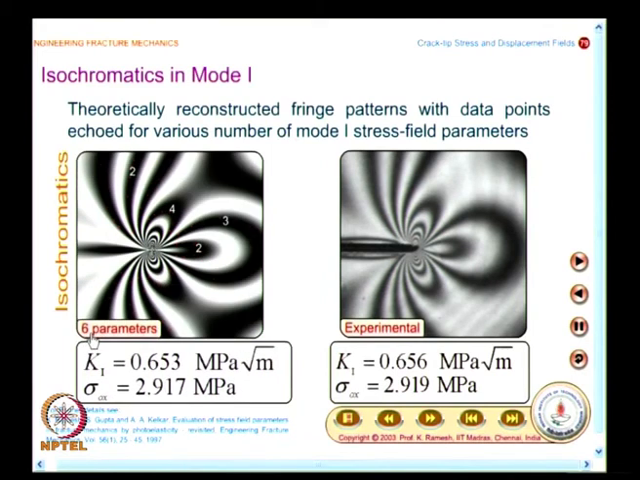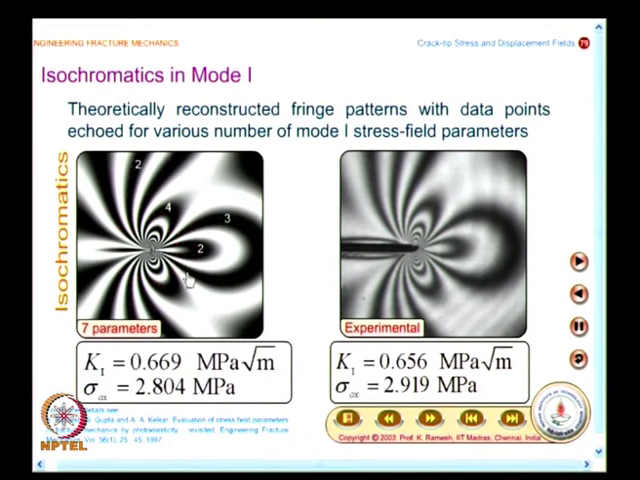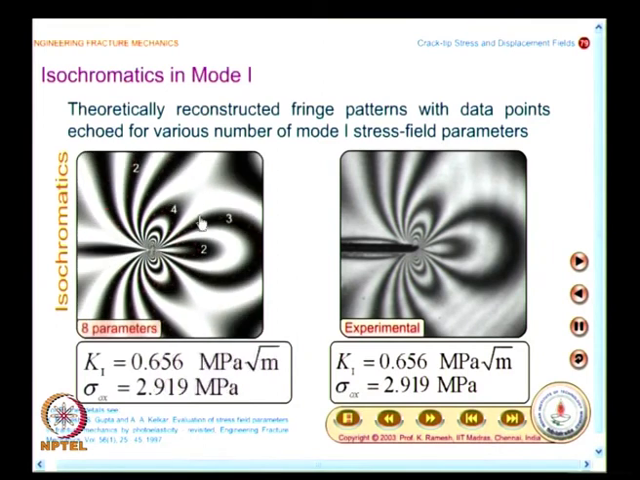So, it is going for 5 parameters. At 6 parameters, the contours match. You find 7 and 8, there is hardly any change. So, beyond 6 parameters, whatever the complicated fringe contours which you observed in an experiment are very nicely captured from your post processed results, and the final values of k1 and sigma naught x are given here. K1 is 0.656 MPa root meter and sigma naught x is 2.919 MPa.